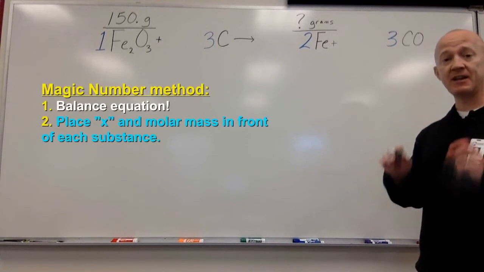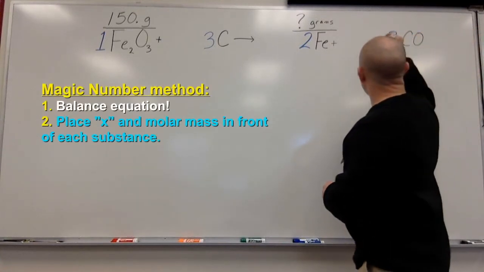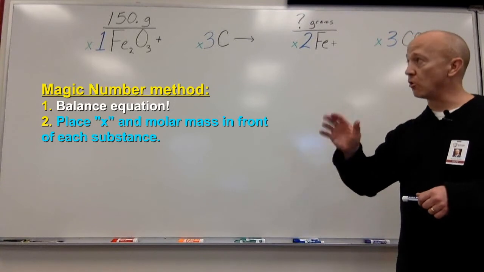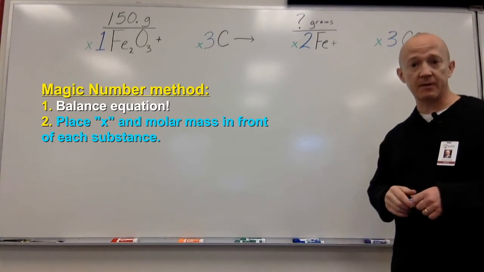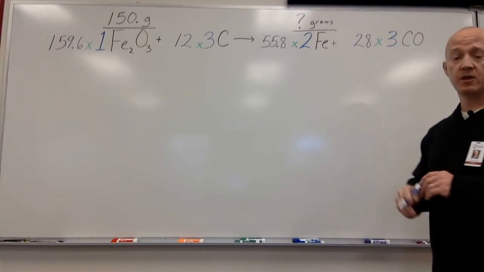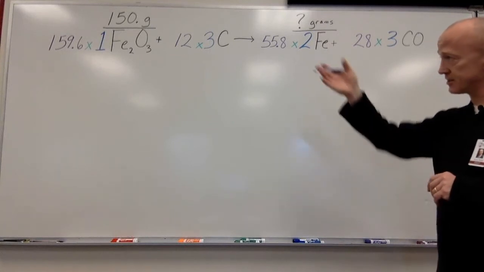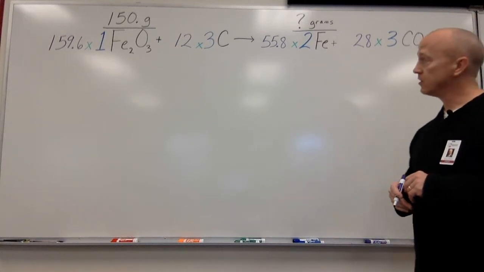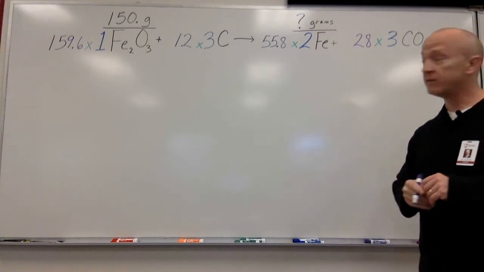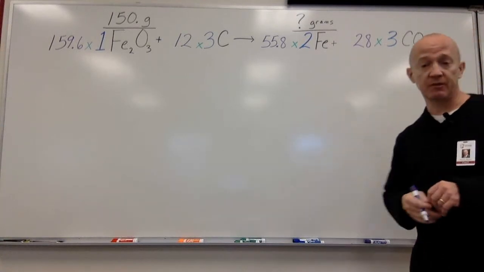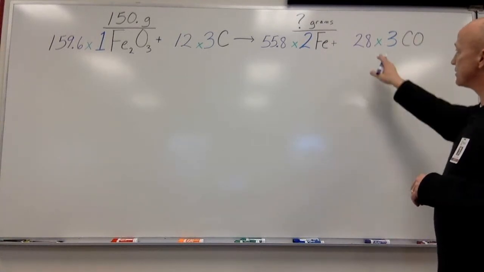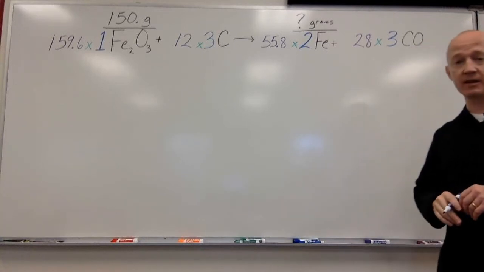Next, I'm going to place an X in front of each of the substances. I'll then write the molar mass in front of each of the substances. That'll do it for me. The molar mass of iron 3 oxide is 159.6. The molar mass of carbon is 12. The molar mass of iron is 55.8. And the molar mass of carbon monoxide is 28.